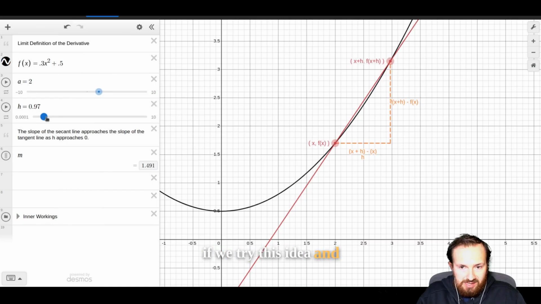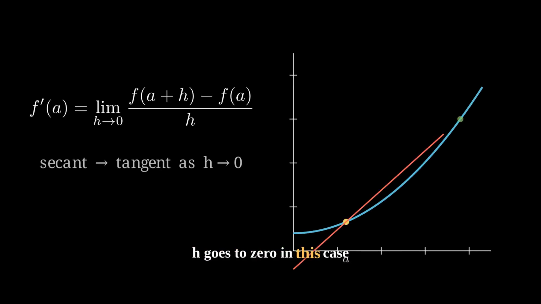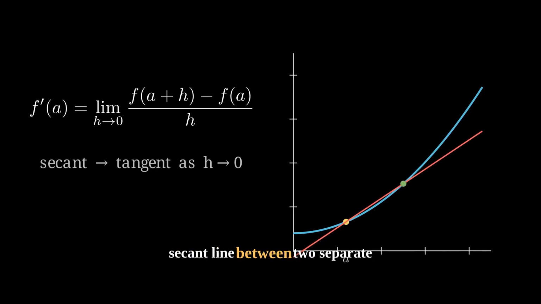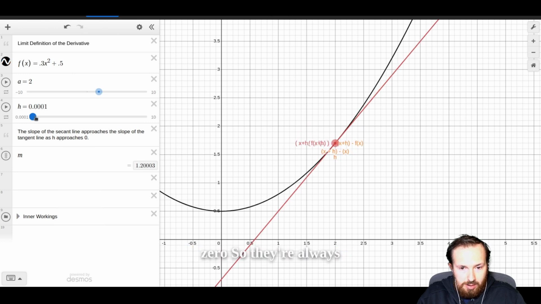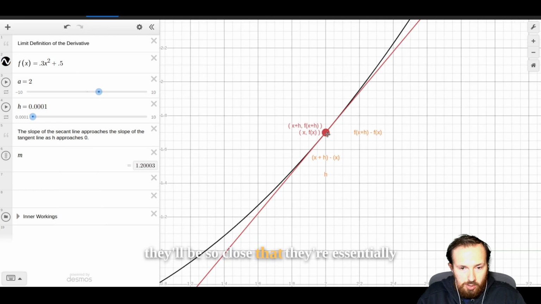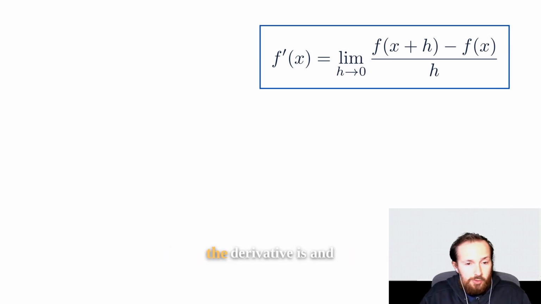So if we try this idea and we actually take the limit visually as delta x goes to 0, or h goes to 0 in this case, you can see that the secant line between two separate points starts looking a lot more like the tangent line at a single point. And again, the idea is we're taking the limit as h goes to 0. We never let it actually hit 0. So they're always going to be a little bit off, but if you get really, really close, they'll be so close that they're essentially indistinguishable. And that is how it actually makes sense to take the derivative or the slope at a specific point. So that's what the limit definition of the derivative is and why it works. Now the question is, how do we actually use it?